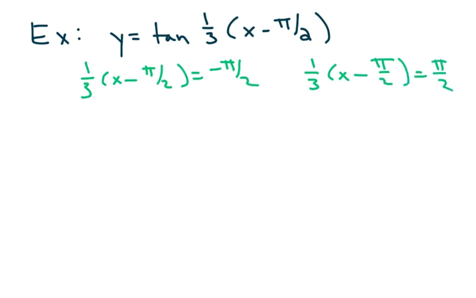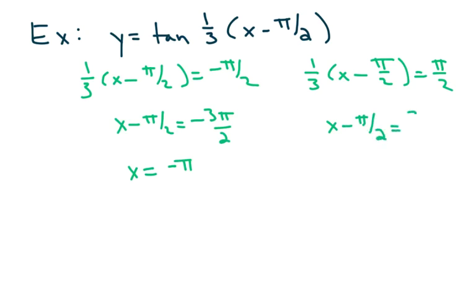So first I have to multiply by 3, and then I have to add pi over 2. So negative 3 pi over 2 plus pi over 2 is going to be negative 2 pi over 2, which is negative pi. And then in the second one, I'm going to multiply by 3. And then I'm going to add pi over 2. And 3 pi over 2 plus 1 pi over 2 is 4 pi over 2, which is 2 pi.